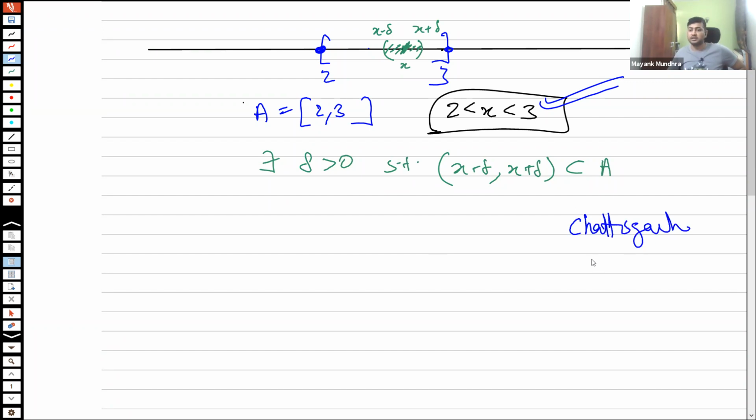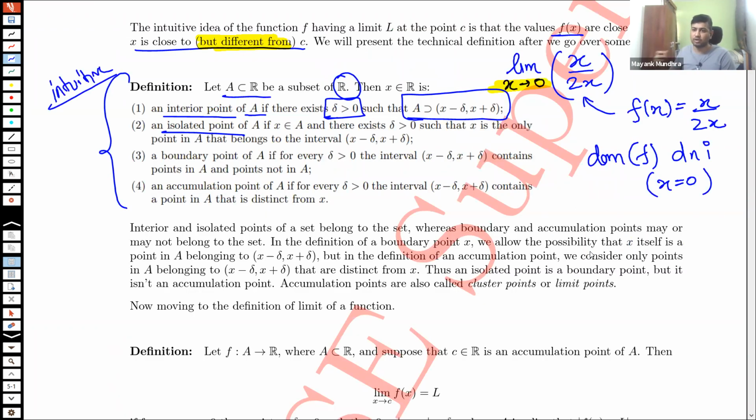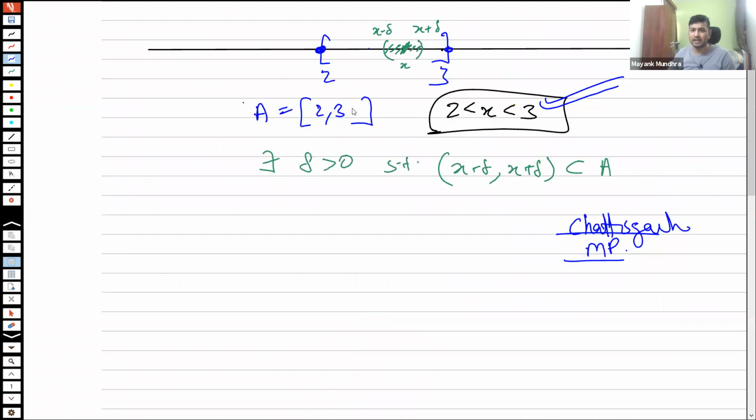So Chhattisgarh is an interior state, or Madhya Pradesh is an interior state. These are completely contained inside, so they have no boundary with other nations or no sea boundary as such. That is something like an interior point. An isolated point is something which is isolated from the rest of the points, so it is not neighboring any other point. So these are interior points.